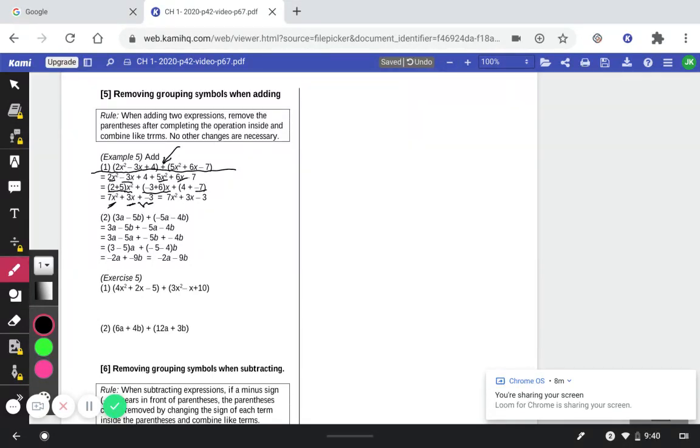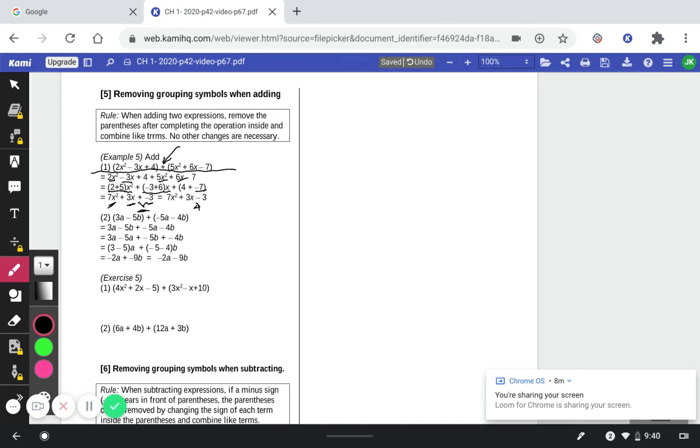Whenever you have a plus negative, you can change that into minus instead of writing the operator and the sign. You can just write a minus. Okay?